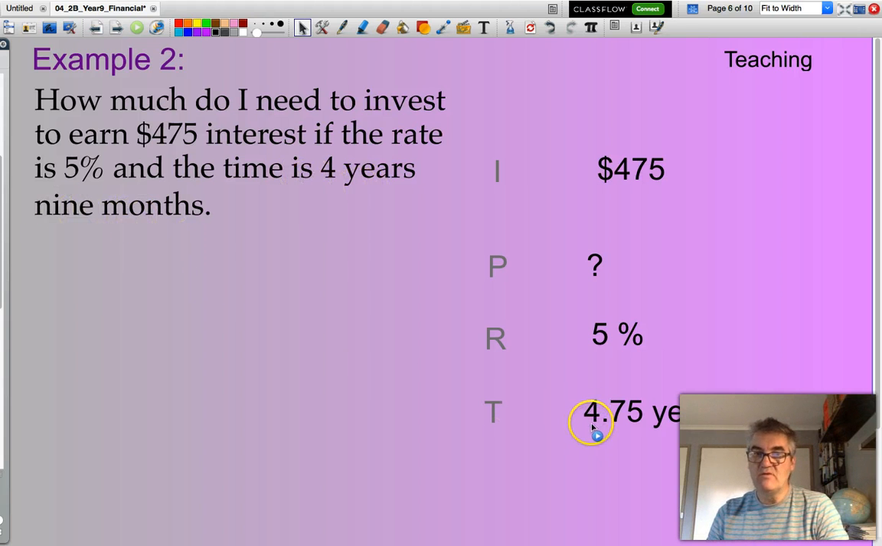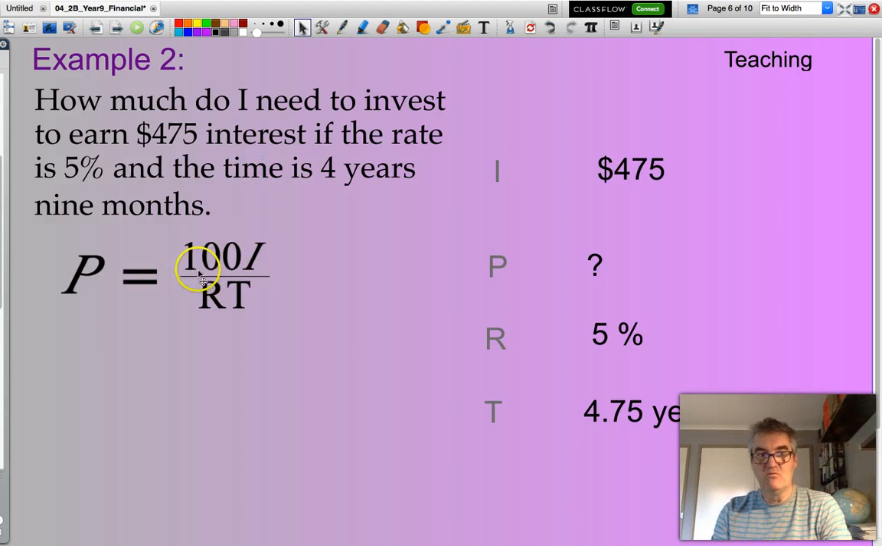So the number of years will be 4.75. 0.75 because 9 months is 9/12 of a year. 9/12 is equivalent to 3/4, which is also equivalent to 0.75. So the equation I'll have is the one with the P as the subject. So P equals 100I divided by the rate multiplied by the time.